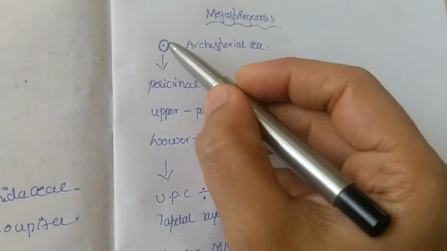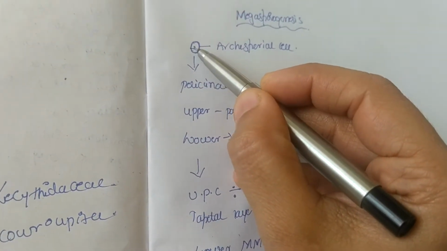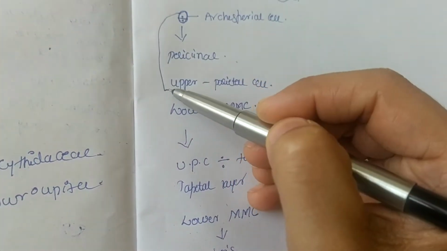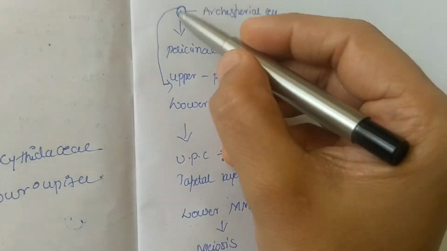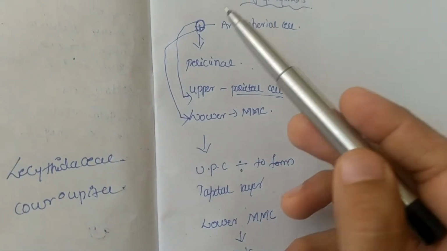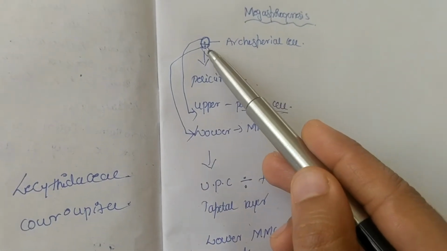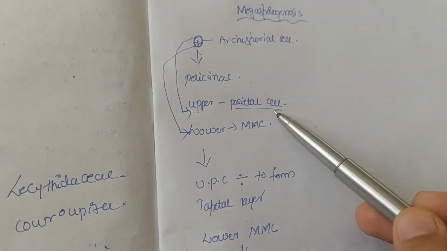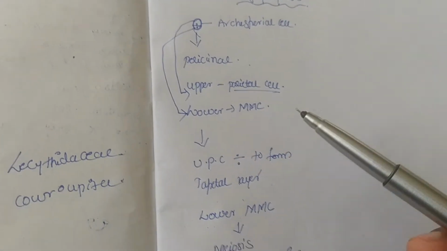So this will be the archisporial cell, it is going to divide periclinally, leading to formation of two cells, the upper parietal cell and the lower megaspore mother cell. The archisporial cell underwent periclinal division leading to formation of the two cells, upper parietal cell and the lower megaspore mother cell.